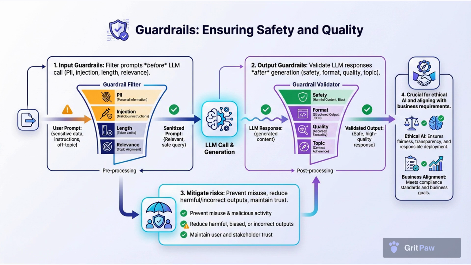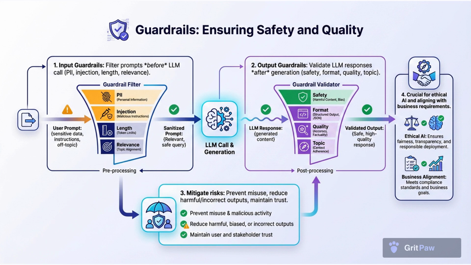Input guardrails are applied before the prompt is sent to the LLM. Their purpose is to prevent harmful, malicious, or inappropriate content from even reaching the model. This includes filtering for personally identifiable information, PII, to protect user data, detecting prompt injection attempts to prevent hijacking, and checking for length constraints or irrelevant topics. By blocking problematic inputs early, we save LLM inference costs and prevent the model from generating undesirable content.